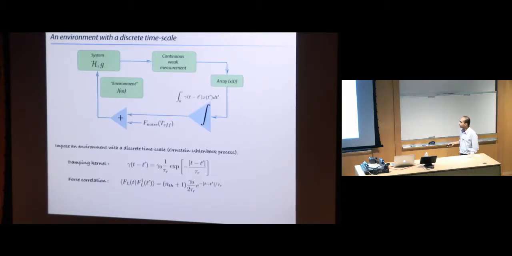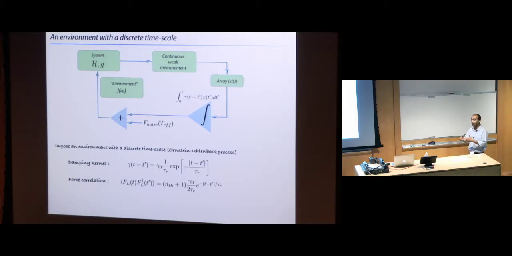And the particular kind of environment I chose to impose for the rest of this talk is something called the Ornstein-Uhlenbeck process, which has this kind of damping kernel. The only thing you need to take away is that this damping kernel is characterized by a particular environmental or reservoir coherence time tau. Okay, so that's a number you need to remember.